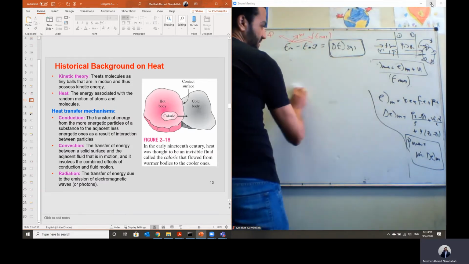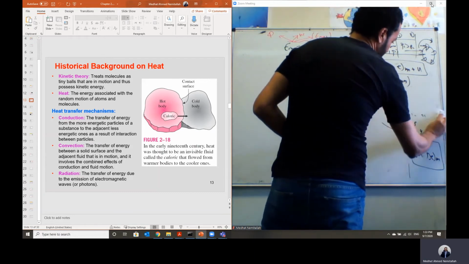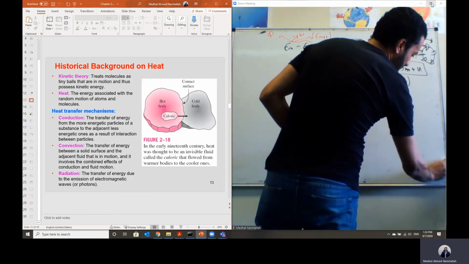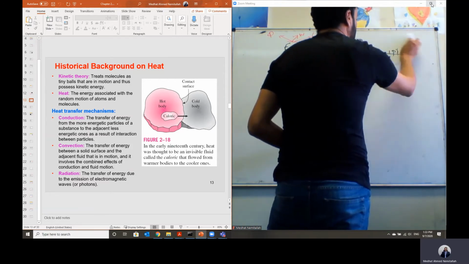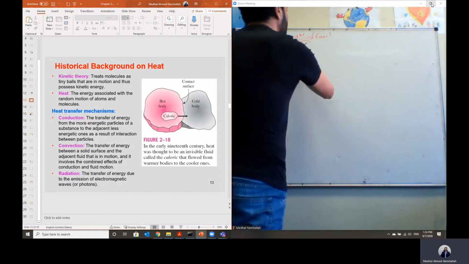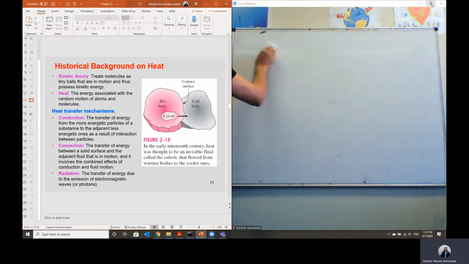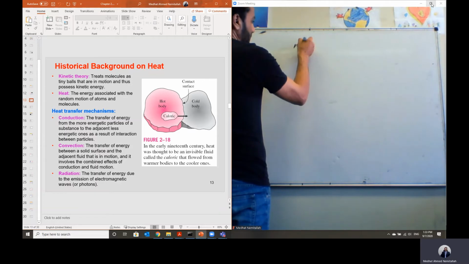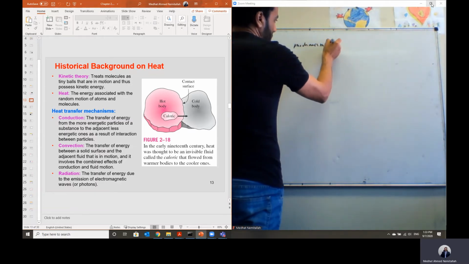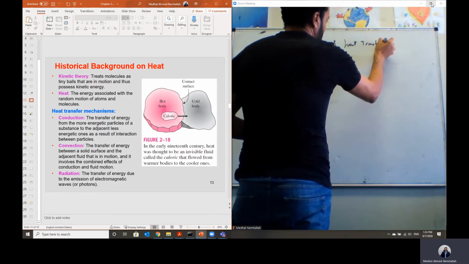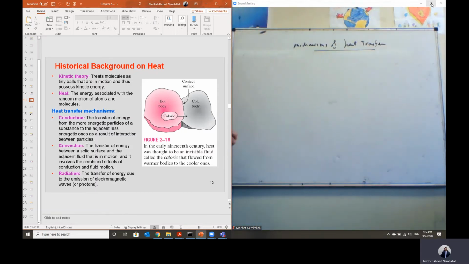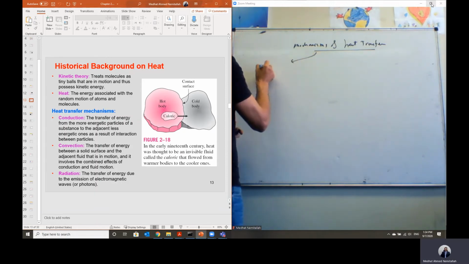And I think you have an idea about this. Heat transfers by conduction in solids and still fluids, by convection from a solid hot body to a cold fluid around it, and by radiation between any two systems at different temperatures. So the mechanisms of heat transfer: we have three mechanisms for energy transfer by heat.